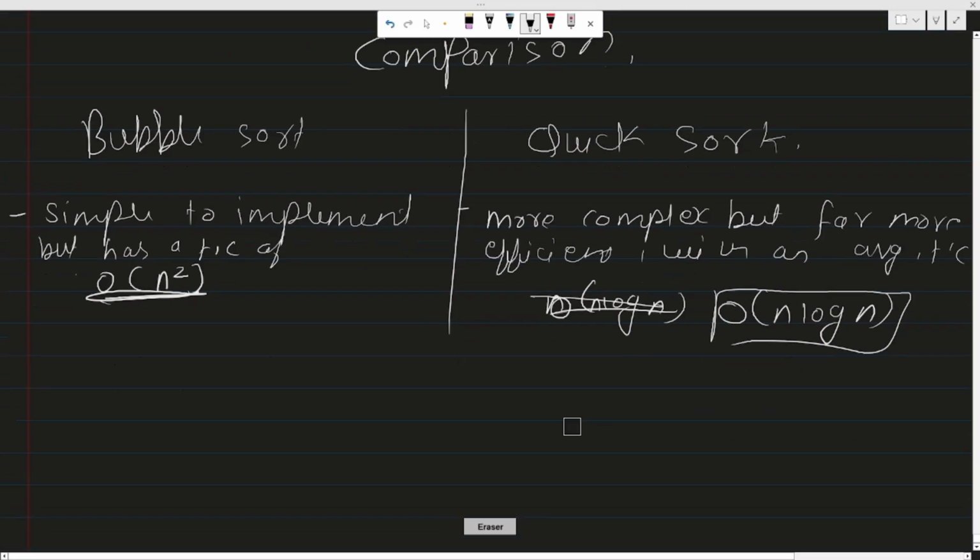I hope you know what is meant by quick sort and bubble sort. I've just explained the basics, and I will explain them in depth in tomorrow's video.